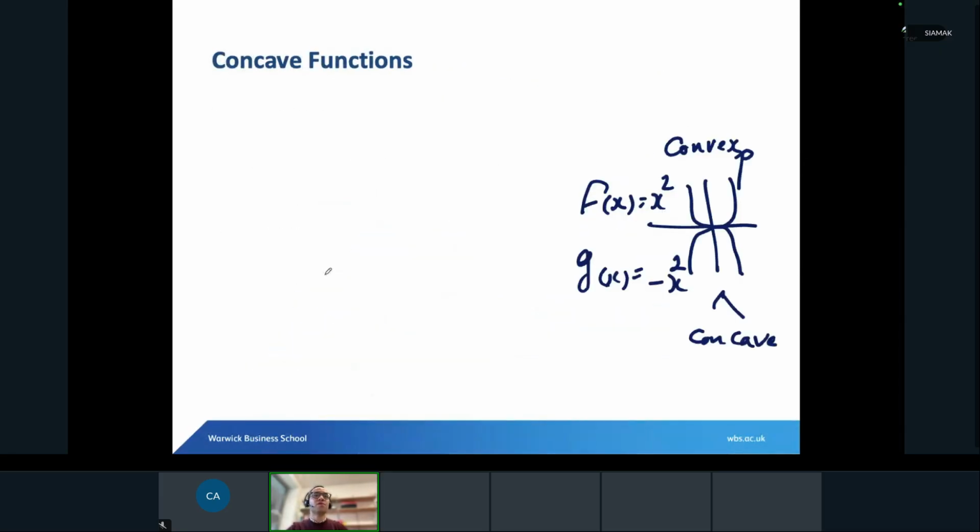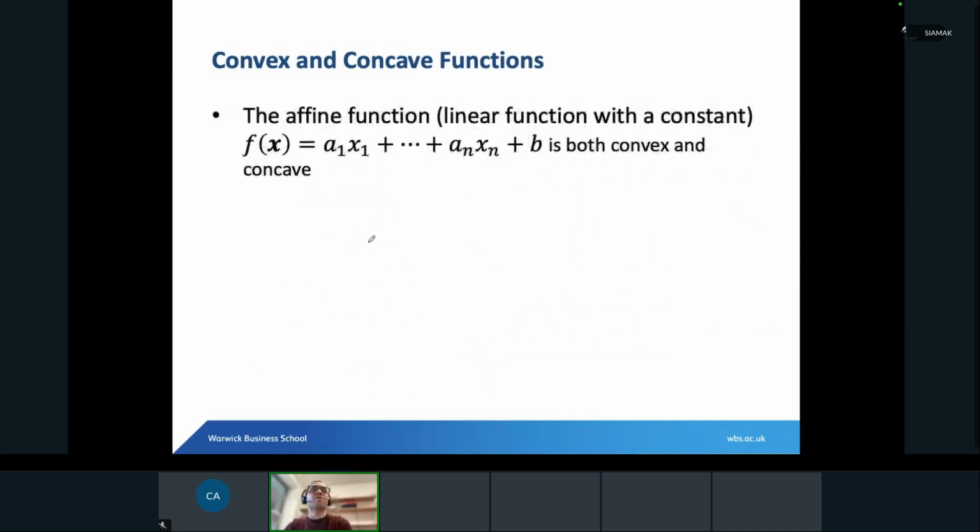Now, if we move on, here we have affine. There's some stuff that I want you to know for the workshop. There are a few more slides that I have. An affine function is a linear function with a constant. So this was a linear function, if you remember, right? If you add a constant at the end, this becomes an affine function. This is just a name that we have. An affine function is both convex and concave.